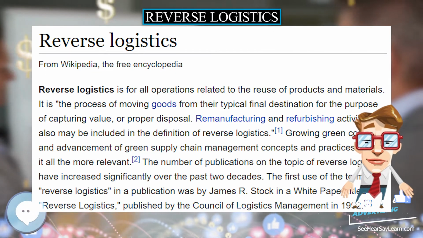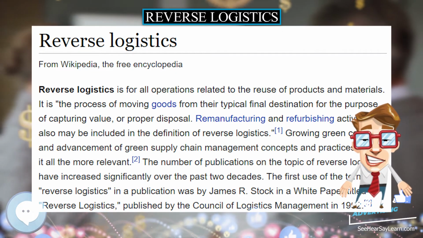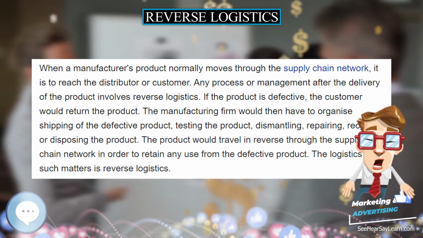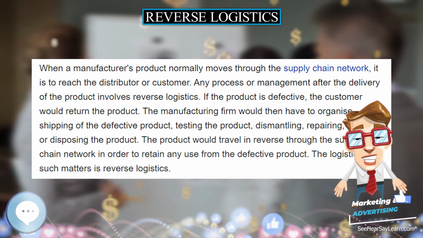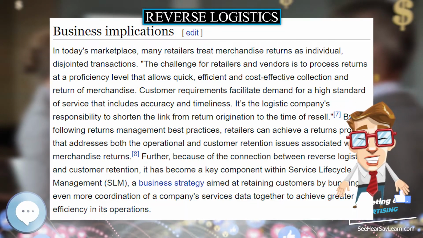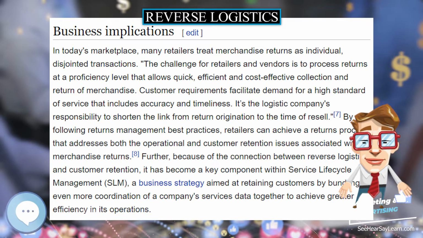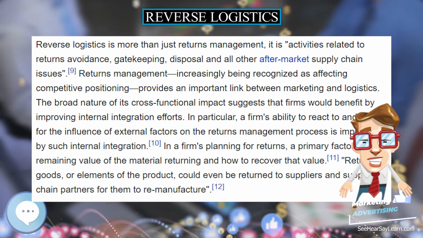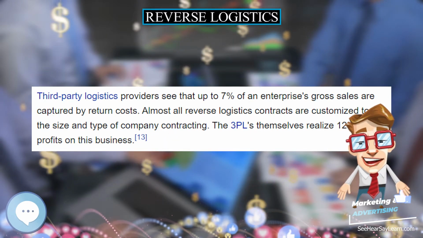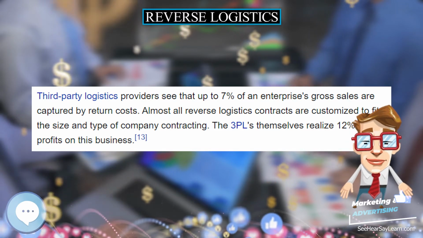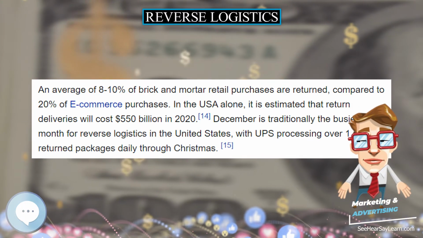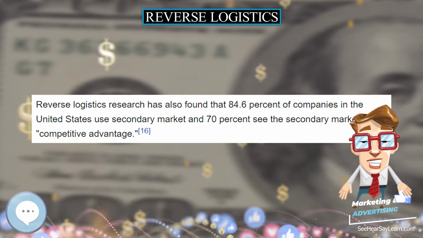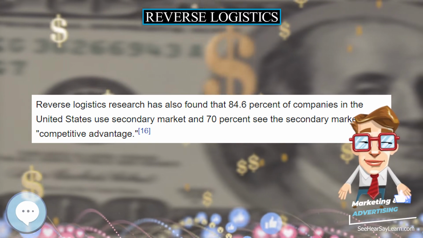When a manufacturer's product normally moves through the supply chain network, it is to reach the distributor or customer. Any process or management after the delivery of the product involves reverse logistics. If the product is defective, the customer would return the product. The manufacturing firm would then have to organize shipping of the defective product, testing the product, dismantling, repairing, recycling or disposing the product. The product would travel in reverse through the supply chain network in order to retain any use from the defective product. The logistics for such matters is reverse logistics.